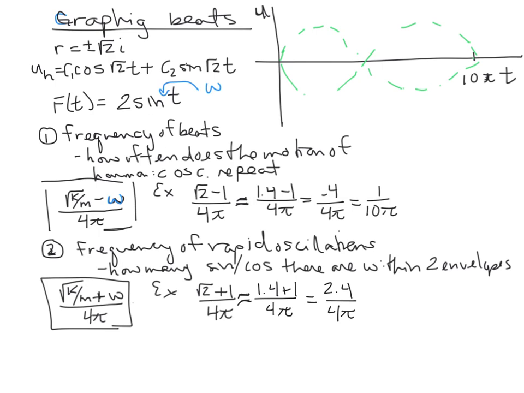And then I want to get a 10 pi. So again, I'm going to divide by 0.4 on both the top and the bottom. If I do that, I get 6 on the top and 10 pi on the bottom. What this tells me is that there are 6 either sine or cosine functions within the 10 pi. So that means there's about 3 every envelope.